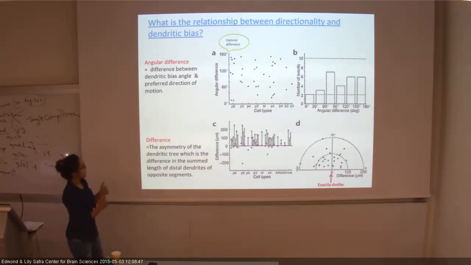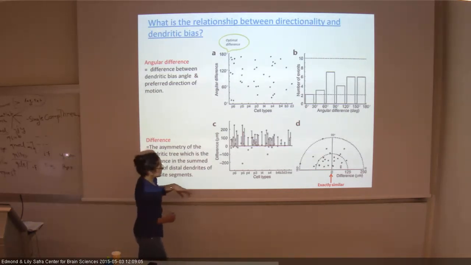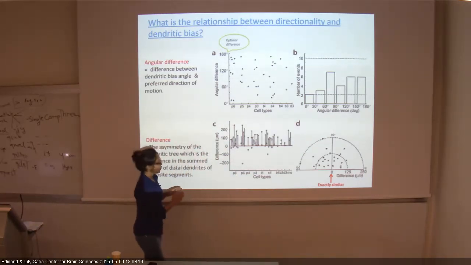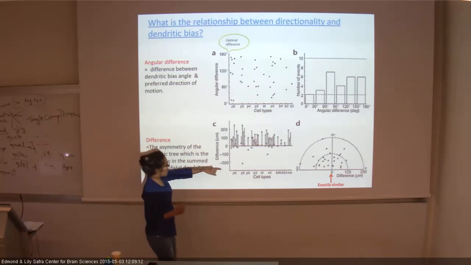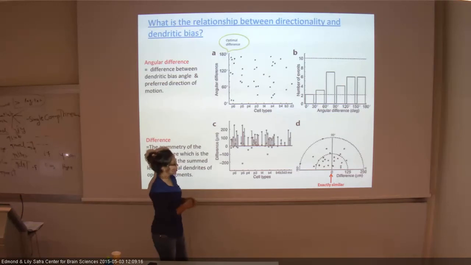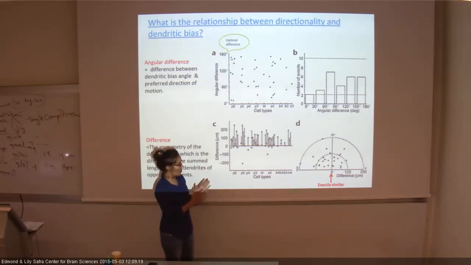Now, the second analytic parameter was to find out the asymmetry of the dendritic tree, in which they calculated the difference between the R's of opposite segments. These are the different cell types. The filled dots are the R's along the angle phi, and the open squares are the R's along the preferred direction, that arrow.